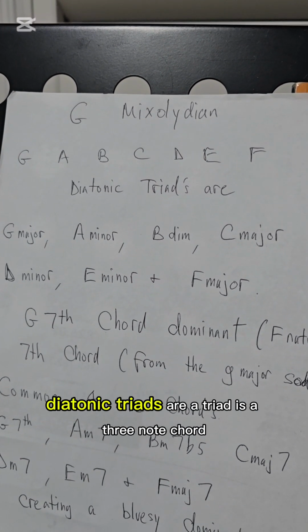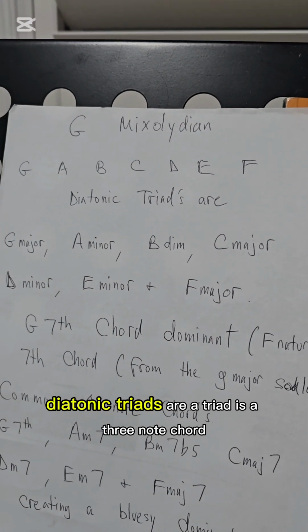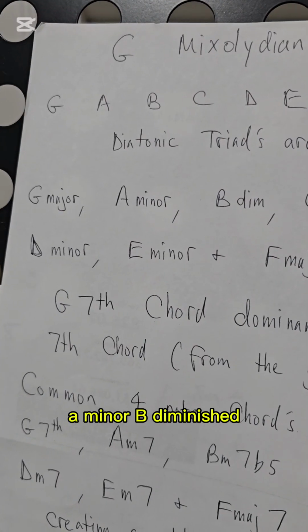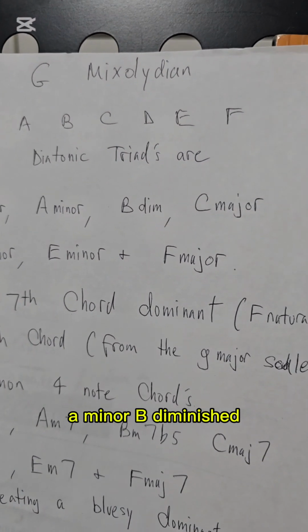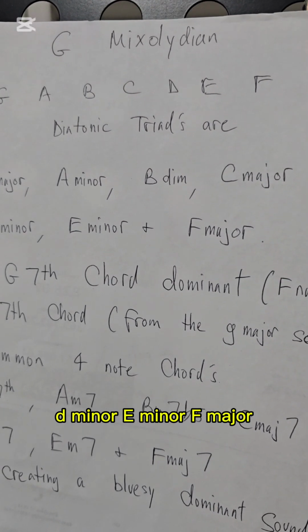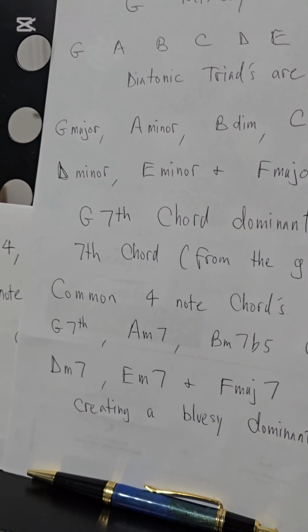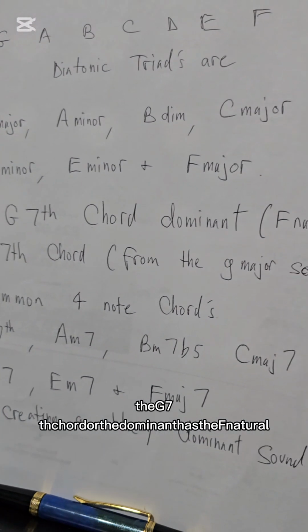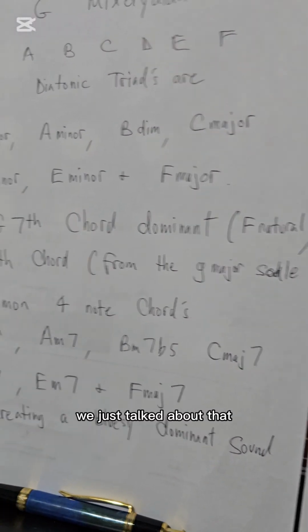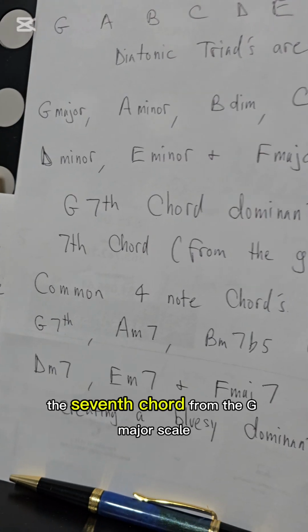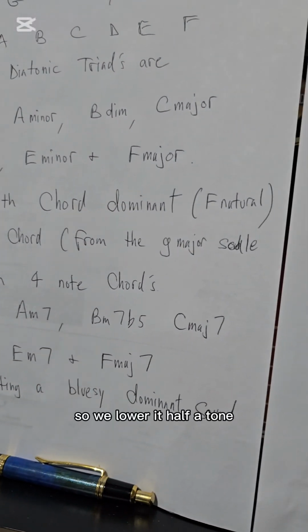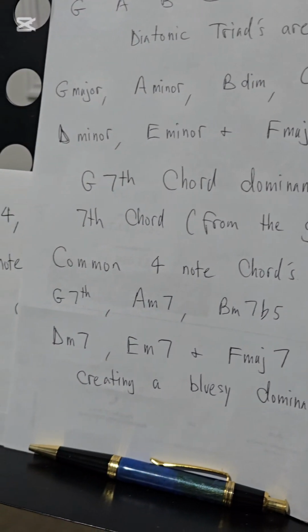Diatonic triads: a triad is a 3-note chord. So we're starting on G major, A minor, B diminished, C major, D minor, E minor, F major. Okay, the G seventh chord, or the dominant, has the F natural. We just talked about that. The seventh chord from the G major scale, so we lower it a half tone.